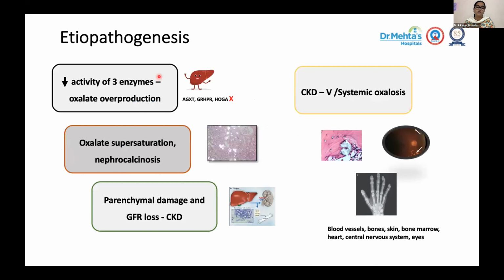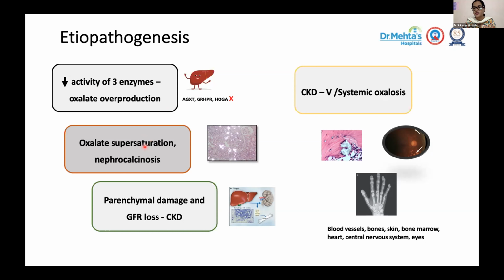To go briefly into the etiopathogenesis, it can be put like this. The starting point is something in the liver, where there are 3 enzymes which deal with pyruvate, glycine, and many of these things. Decreased activity of these 3 enzymes finally culminates in oxalate overproduction. So these are the 3 enzymes. This results in more and more oxalate overproduction, which overwhelms the kidney's capacity to excrete it. It results in oxalate supersaturation and also deposits in the kidney.